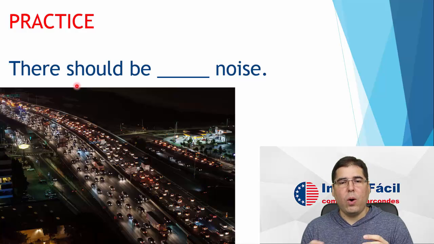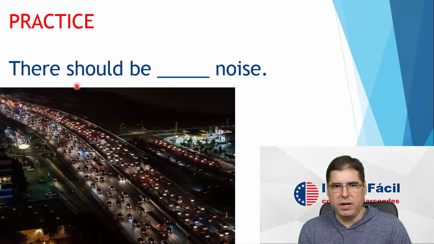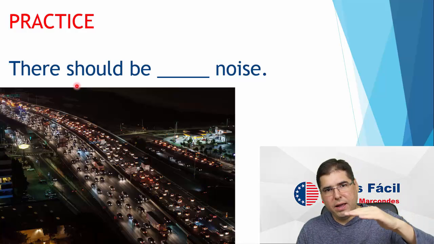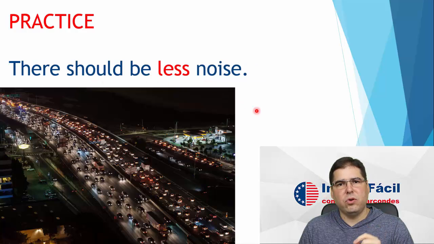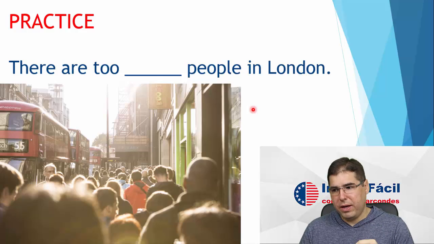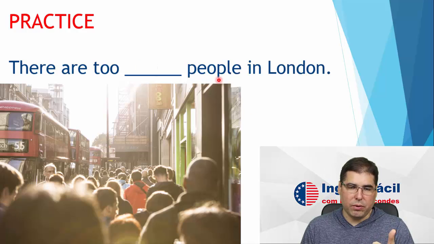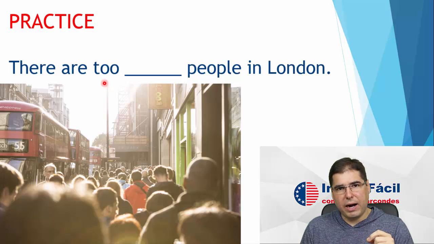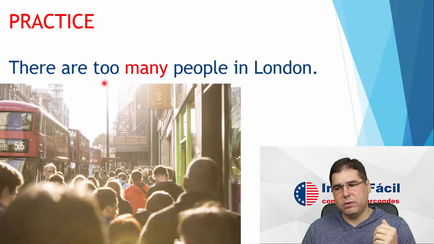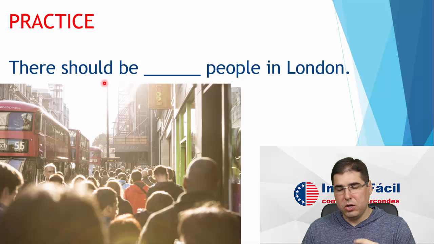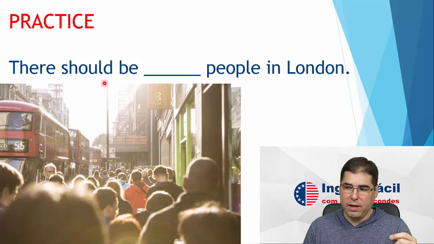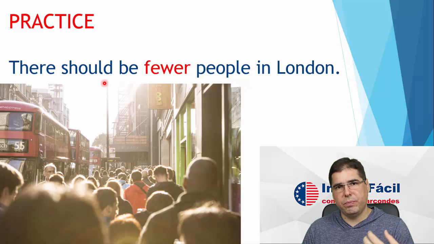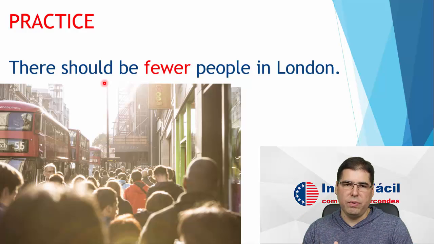Okay? So what is a synonym for there is too much noise here? It means there should be less or fewer. Less or fewer. We use less when we have a non-count noun, right? Now, here we have people. People is countable, right? I can count people. So, there are too many people in London. People is a count noun, okay? So, if there are too many people in London, there should be fewer people in London. There are too many, there should be fewer, okay?